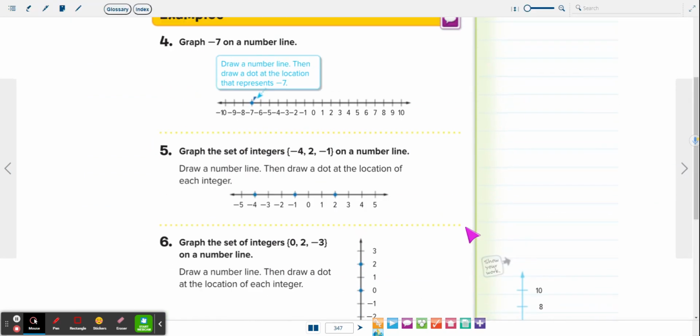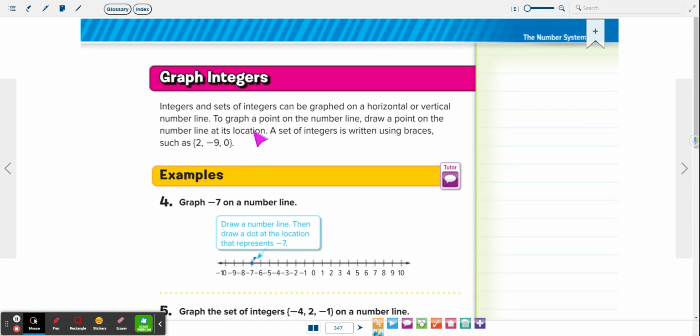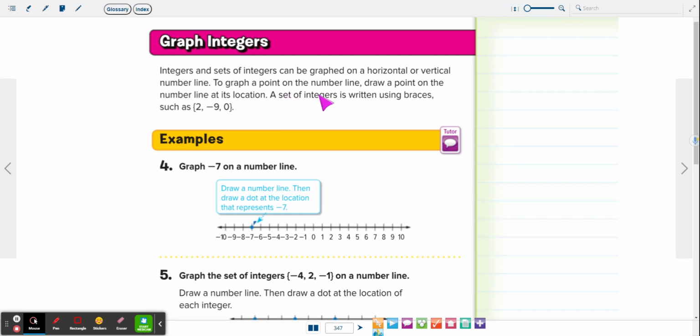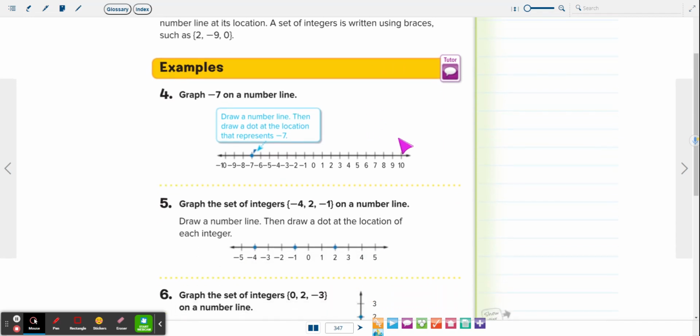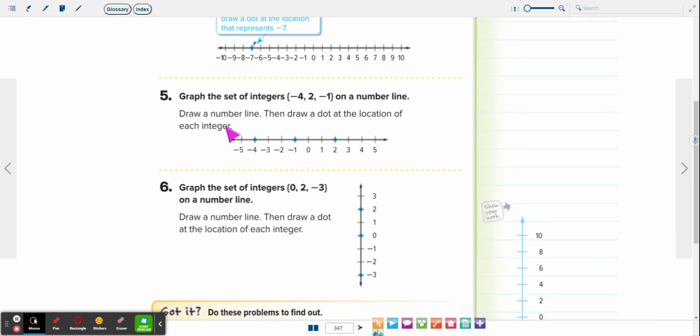All right, page 347. Integers and sets of integers can be graphed on a horizontal or vertical number line. To graph a point on the number line, draw a point on the number line at its location. A set of integers is written using braces, such as 2, -9, and 0. So graph -7 on a number line. You're just going to put a dot on -7. Easy peasy. For number 5, graph the set of integers -4, 2, -1 on a number line. So draw a number line, then draw a dot at the location of each integer.